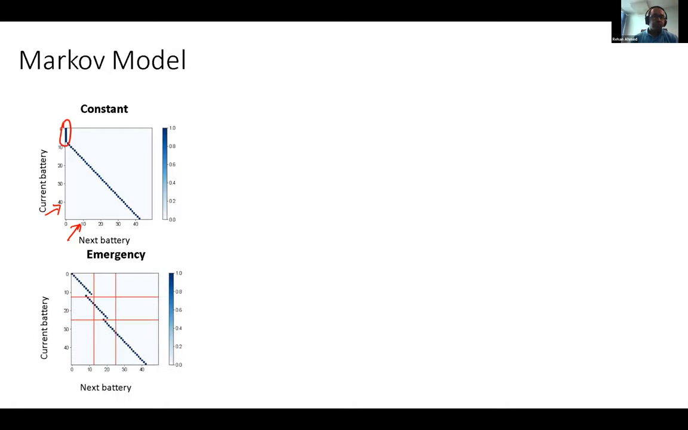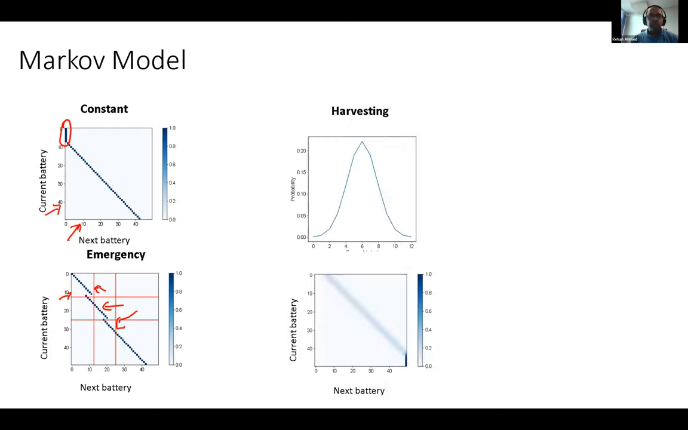Now, we can also model some more interesting consumption behaviors. For example, we can model an emergency mode. This is the normal operation, this is the emergency operation. Basically, if we are below state 12, which is indicated over here, we are trying to conserve our battery and we are not consuming anything. So the node is basically just waiting for the battery to fill up. Now, harvesting can also be modeled as a transition matrix and a Markov chain. So here we basically increase the energy.